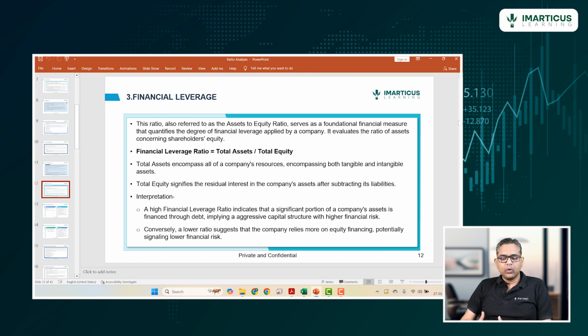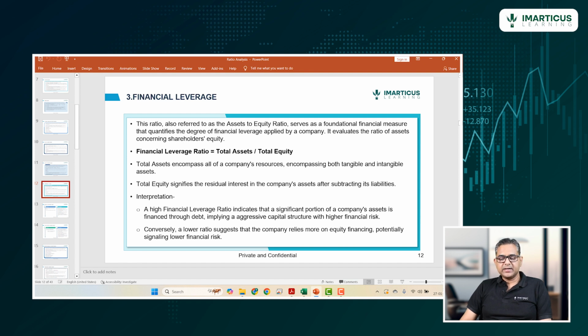This is one more way of looking at the capital structure through the financial leverage ratio, which is calculated as total assets upon total equity. So it is also used to measure the degree of financial leverage applied by a company. It is the ratio of assets concerning shareholders' equity. Total assets encompass all of a company's resources, encompassing both tangible and intangible assets. So when we talk about total assets, it means we are including all the assets here: tangible, intangible, current assets, non-current assets. So it is total assets divided by total equity.